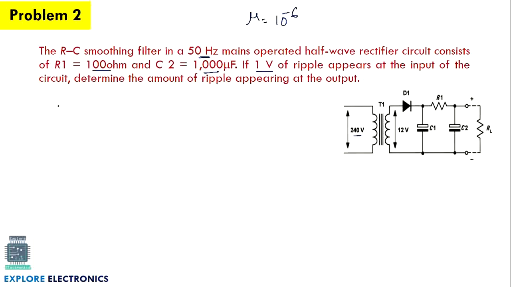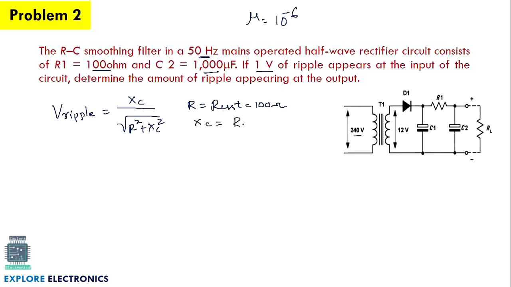So V ripple expression you guys know. What is V ripple? It is equal to XC divided by root of R square plus XC square. What is R here? They have given the value of the resistance, it is 100 ohm. What is XC? XC is the reactance of the capacitor. The reactance they have not given, they have given only the capacitance value.